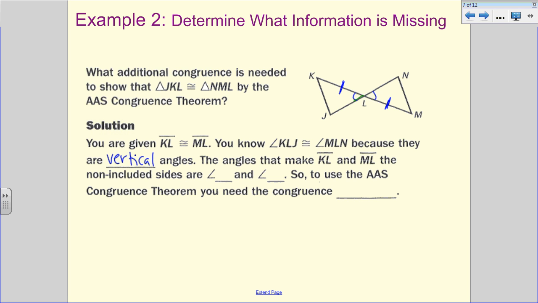We did non-included sides, so that means L and J would need to be in the first triangle, and L and N would need to be in the second triangle, because I can't have that congruency mark of blue between the two angles. It needs to be away from them. So in order to use the angle side angle theorem, I need angle J to be congruent to angle N. Make sure that for angle side, we're using the non-included side.